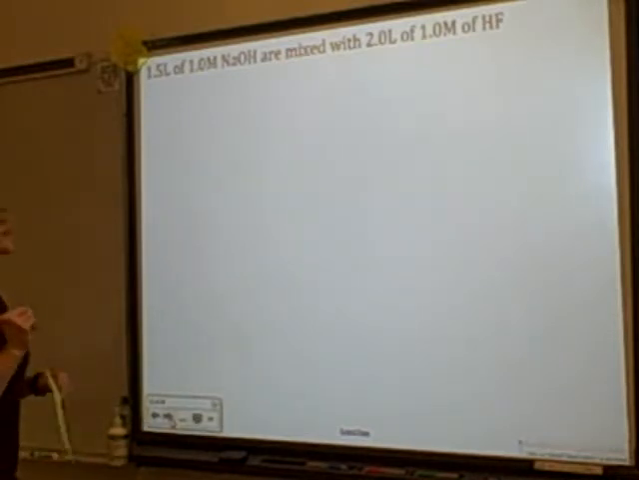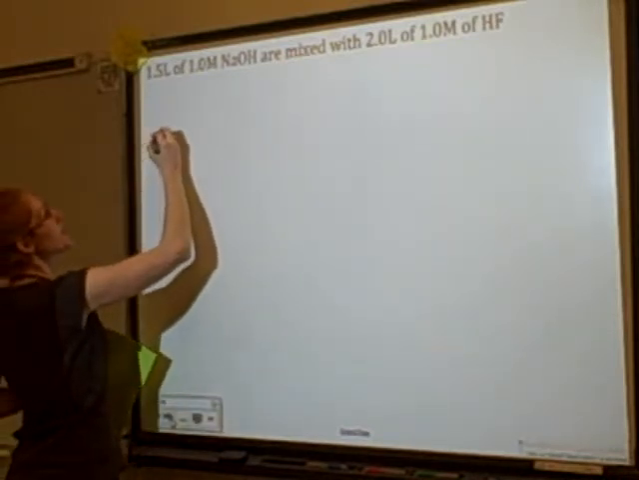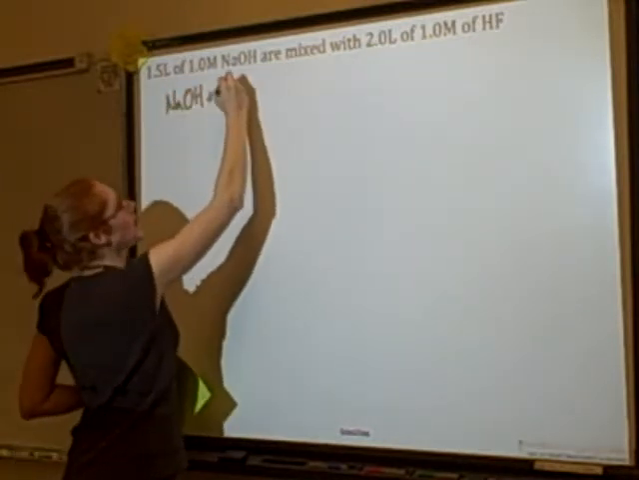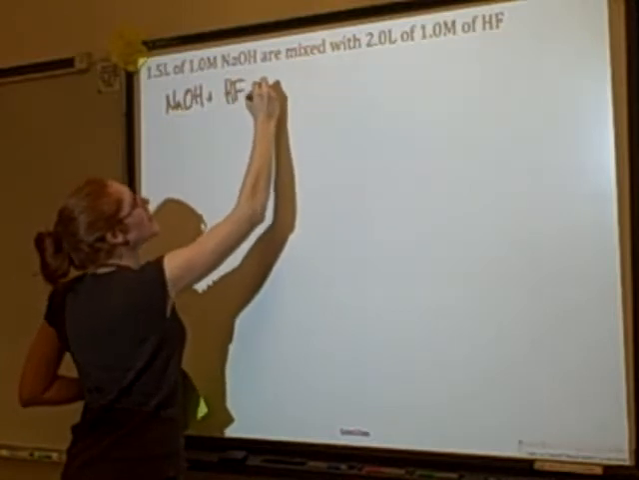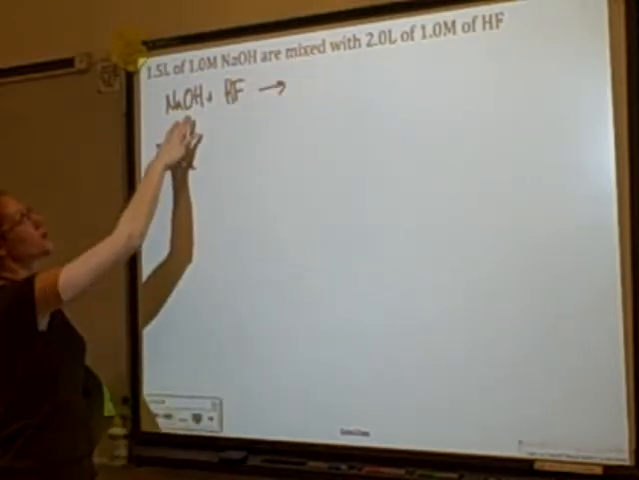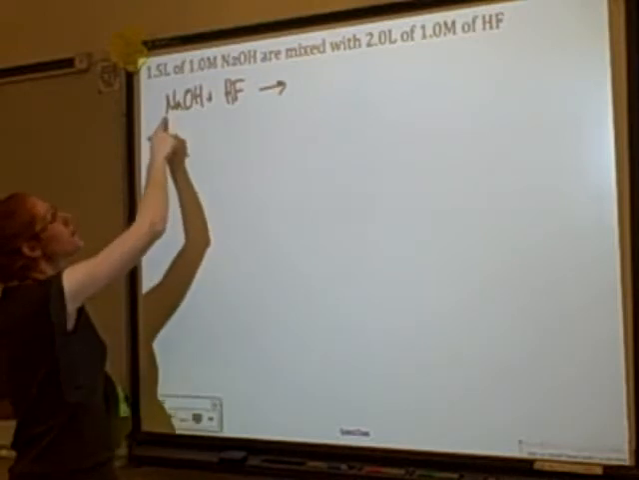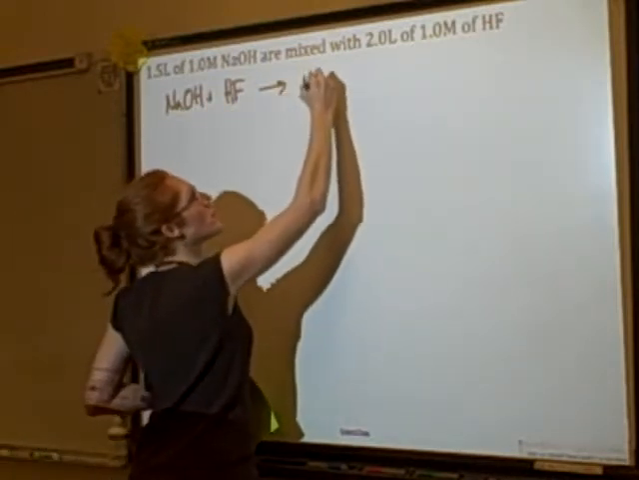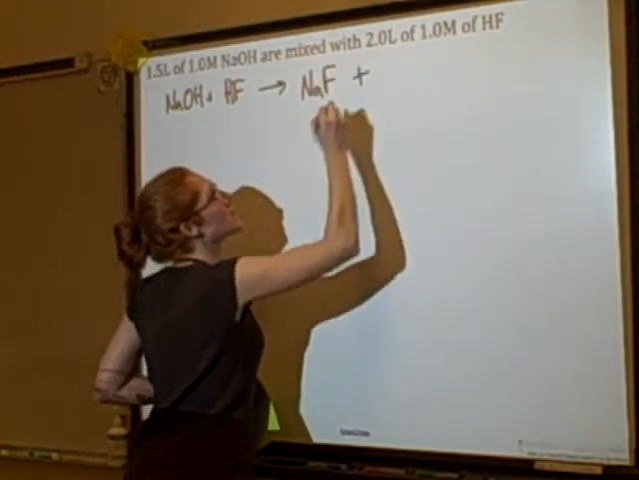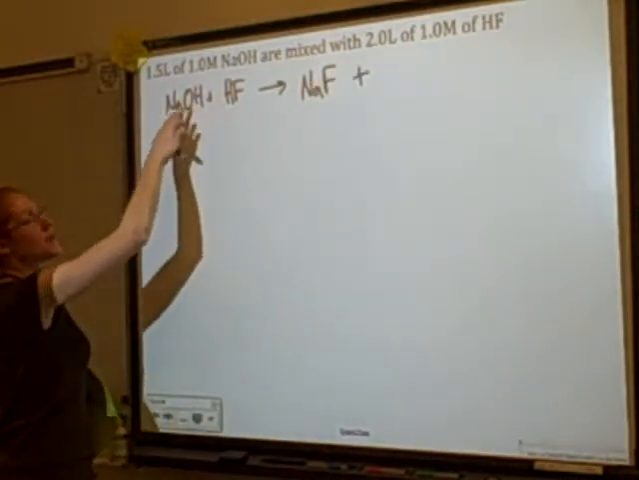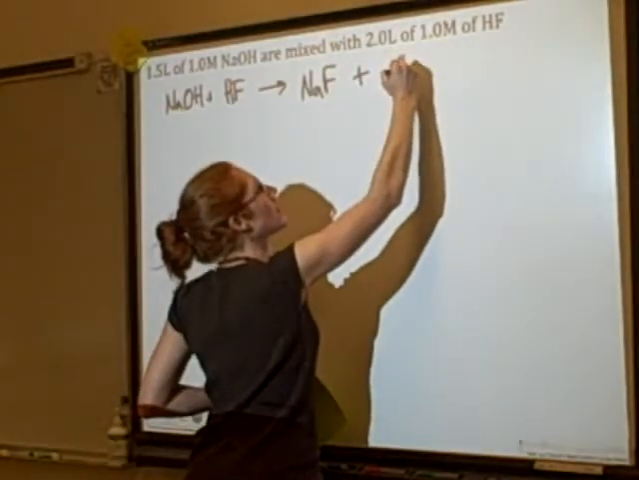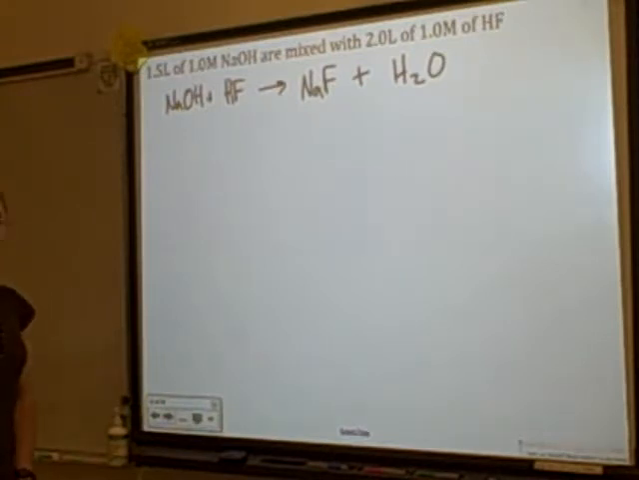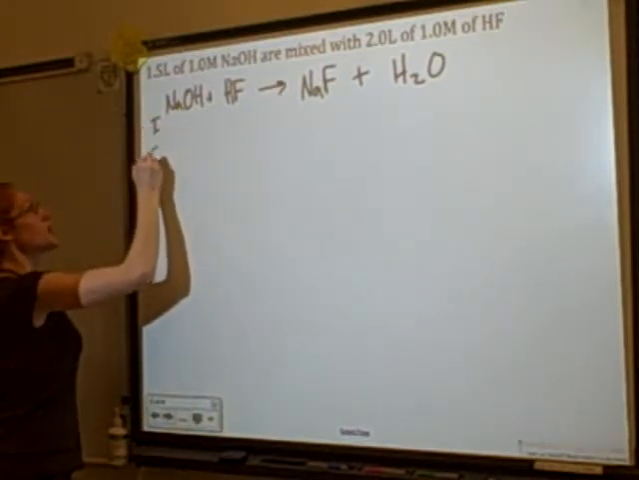So the first thing I said, I'm going to write the balanced equation. I have sodium hydroxide and hydrofluoric acid, and they're going to react all the way, because this is a strong base. The sodium will end up with the fluoride. This is positive, this is negative, so Na with the 1+ and fluoride with the 1- balance each other out. And I'll take the H from here and the OH from here, and I make water. That's what acids and bases do. And it's balanced.